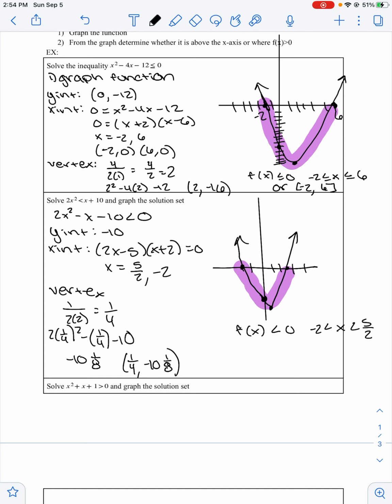And here I'm just using less than signs, not less than or equal to, because our original inequality was just less than. Then lastly, graph the solution set.